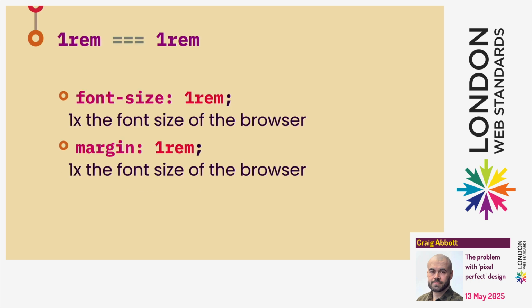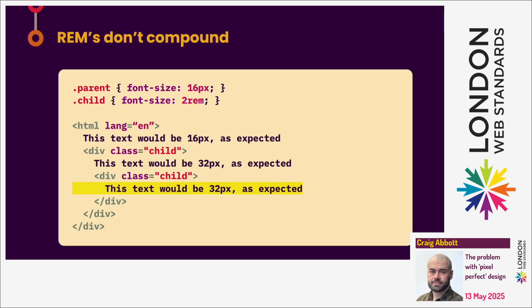And one rem does equal one rem. So if you set the font size in the browser to be 16 pixels, and then you use it on font size or margin, then it will emulate whatever it's set to in the browser. So everything will be as you kind of expect it to be. So rems don't compound either, the same way that ems and percent do. So we can nest them as deep as we want, and it will always kind of work out the way that we expected it to.